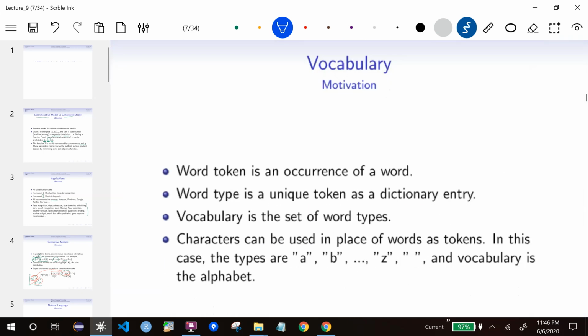Okay, next we are going to introduce some terms. First, a token is basically one occurrence of a word. But a word can occur many times. So a token is just one of them, and a type is just a unique token. So if a word occurs twice, there are two tokens, but only one type. And the list of types is called the vocabulary, not surprisingly.